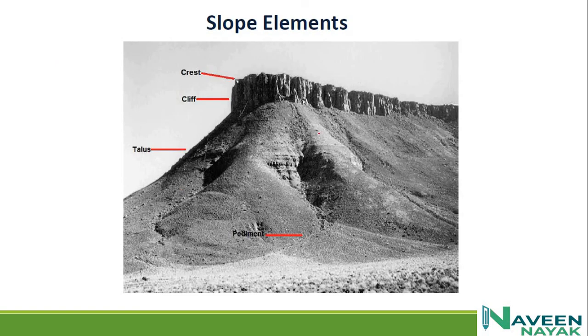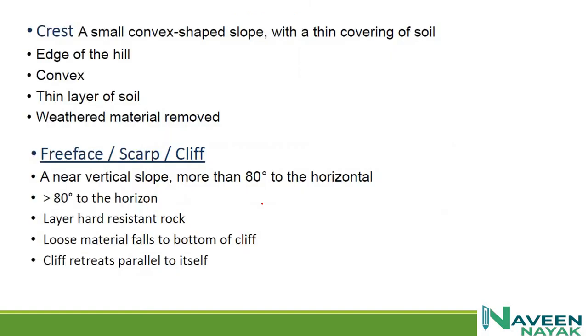Slope elements. Let's see what the slope elements are. Crest, this is the uppermost part. The cliff, which is a steep part. Talus is sloping. Pediment at the base. Crest, a small convex-shaped slope with a thin covering of soil, the edge of the hill. Convex, thin layer of soil, weathered materials removed.